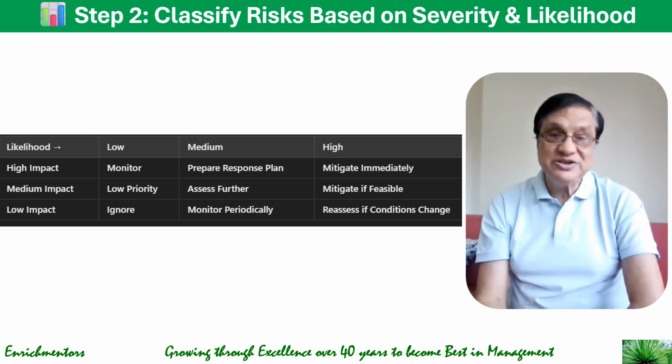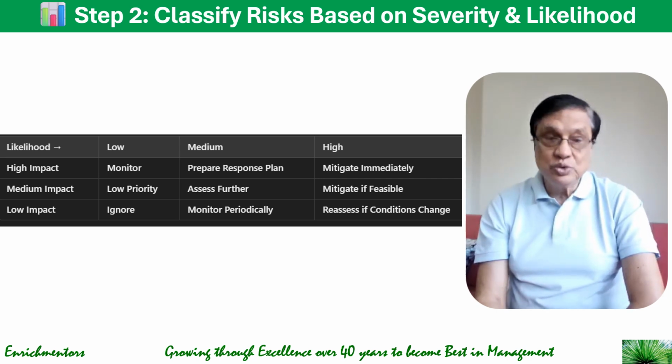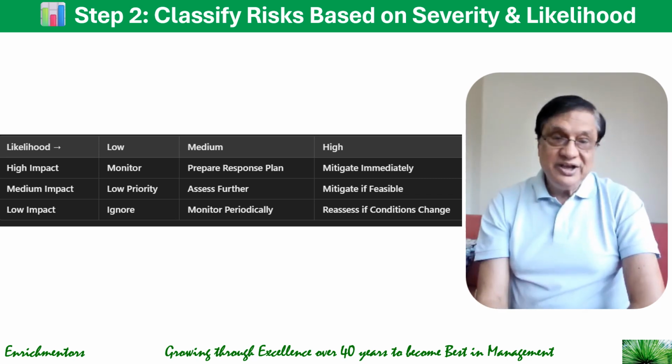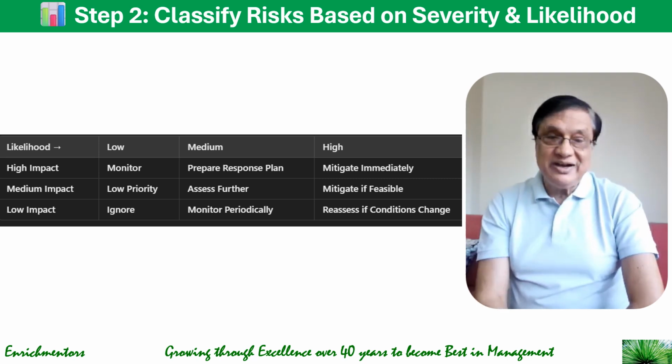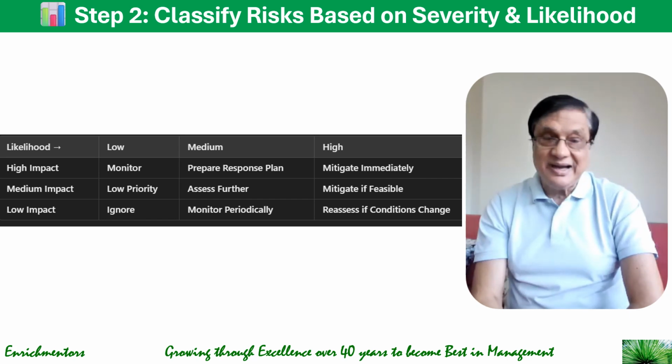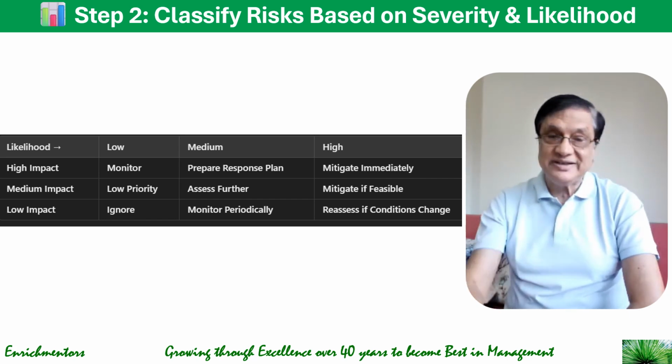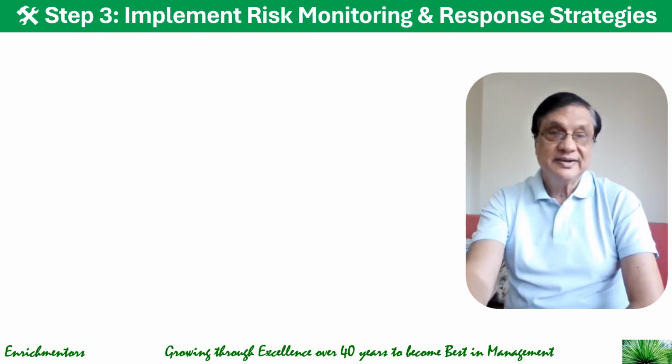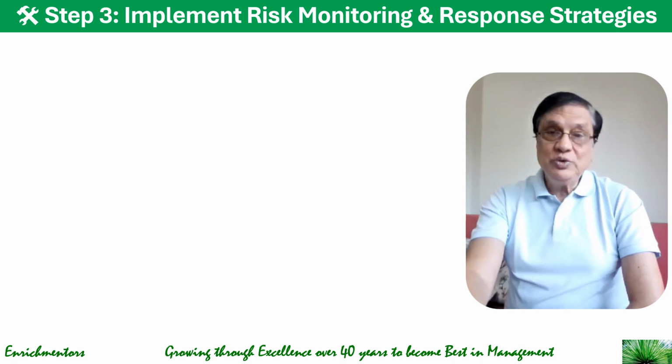So like this, based on the combination of the impact and likelihood of occurrence, you could take a strategy on how to handle that. And there, as we were saying, you basically prioritize high impact, high likelihood risk in your crisis management strategy. The third step would be to implement risk monitoring and response strategies.